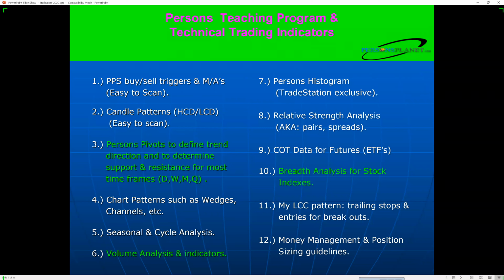A lot of the techniques that I use today, I even picked up back then, and this is how we came about using Person's pivots. But to be honest with you, I picked up a lot of different things and improved upon things that I saw would have better relevance for me. For example, we have an indicator on Thinkorswim and other platforms called the PPS. It gives buy and sell triggers. And we use that to help us scan for value or price changes in the marketplace, candle patterns, high and low close dojis, as I earlier mentioned, Person's pivots.